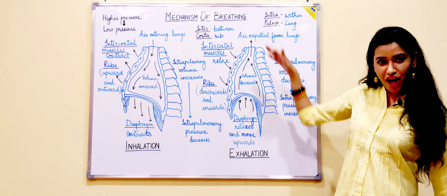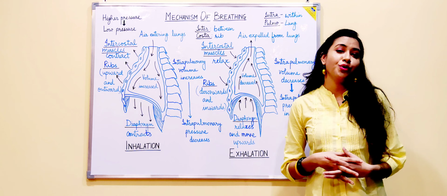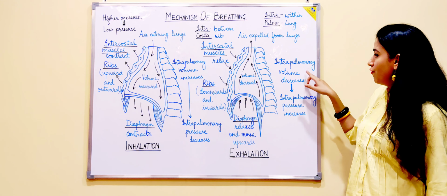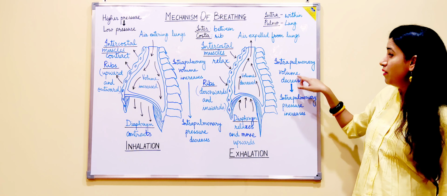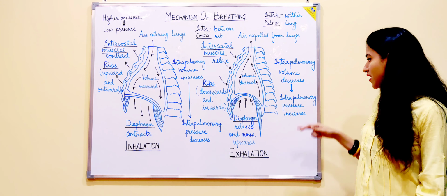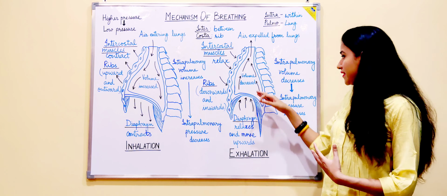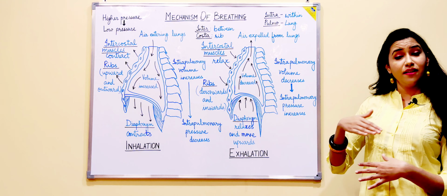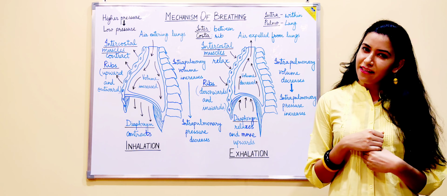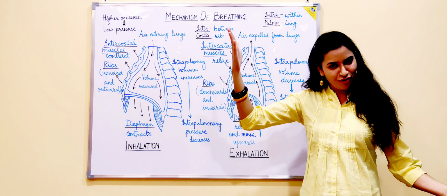And all of these changes, these events, will cause a decrease in the volume of the thoracic cavity. Now, because the lungs are also present in the thoracic cavity, the intrapulmonary volume decreases. That means the volume inside the lungs will decrease, and as a result, the intrapulmonary pressure increases. So when the volume inside the lungs is decreased, the pressure inside the lungs increases. And that makes the air present inside the lungs, at greater pressure, move out. So the air is expelled from the lungs into the atmosphere.